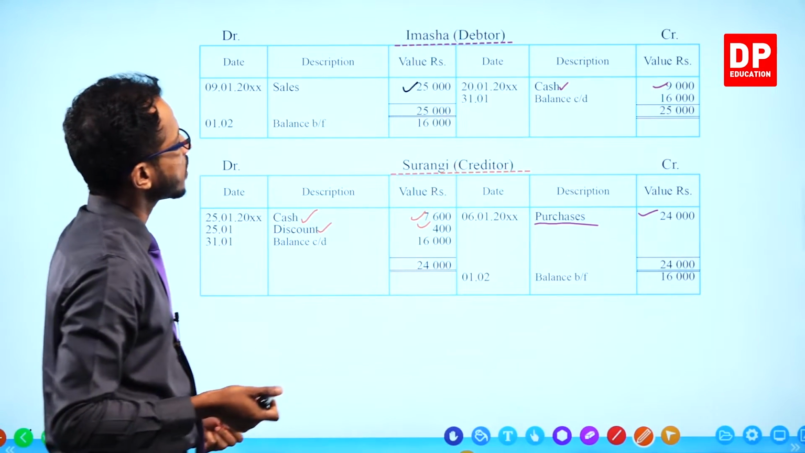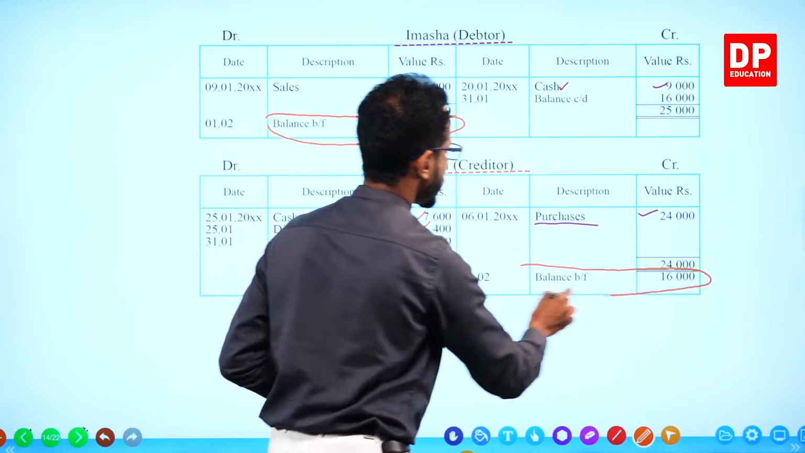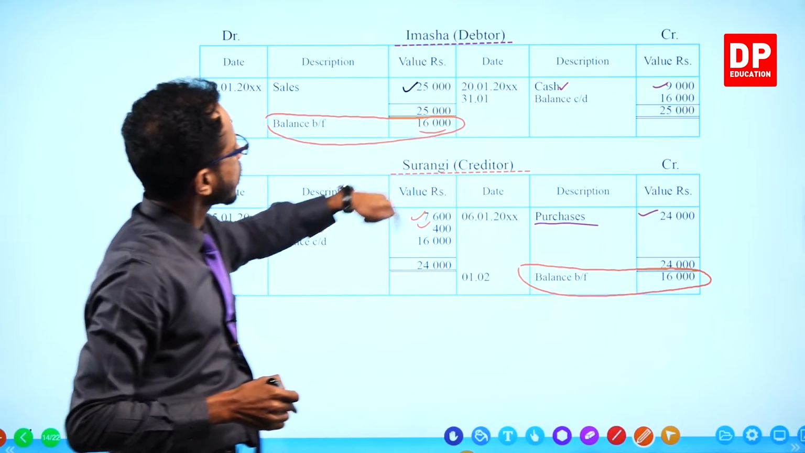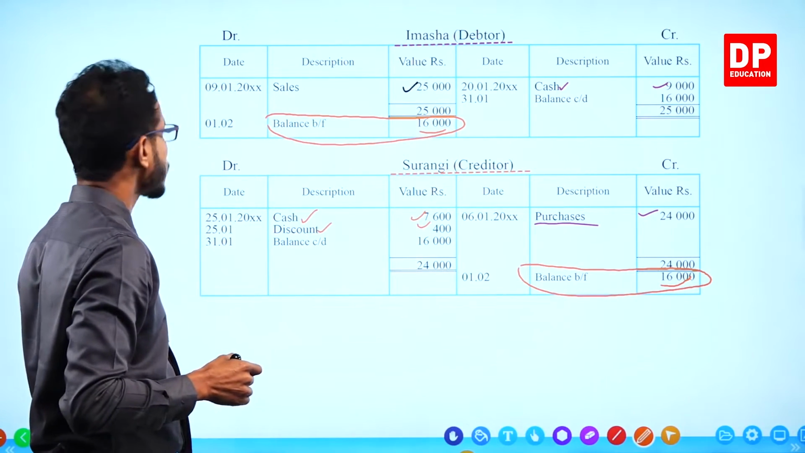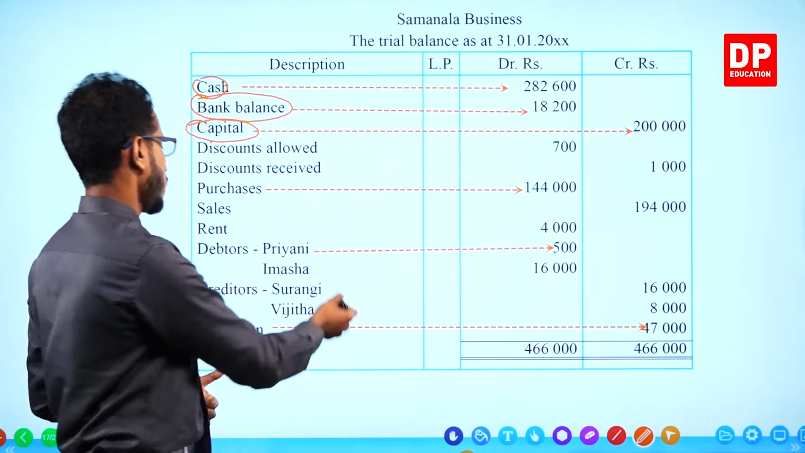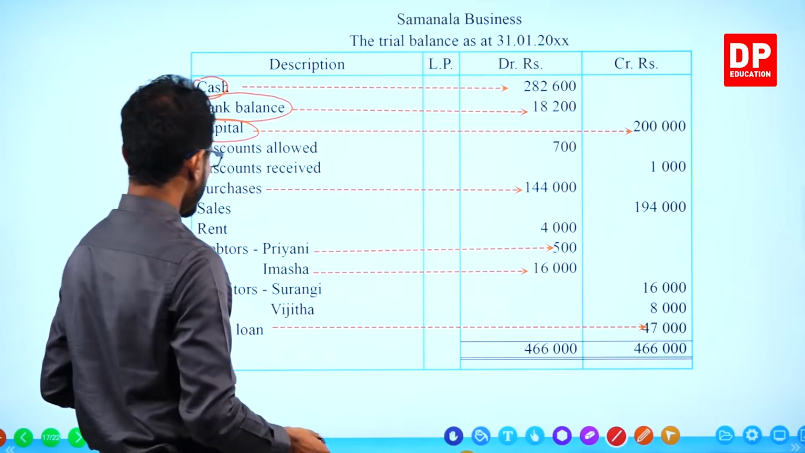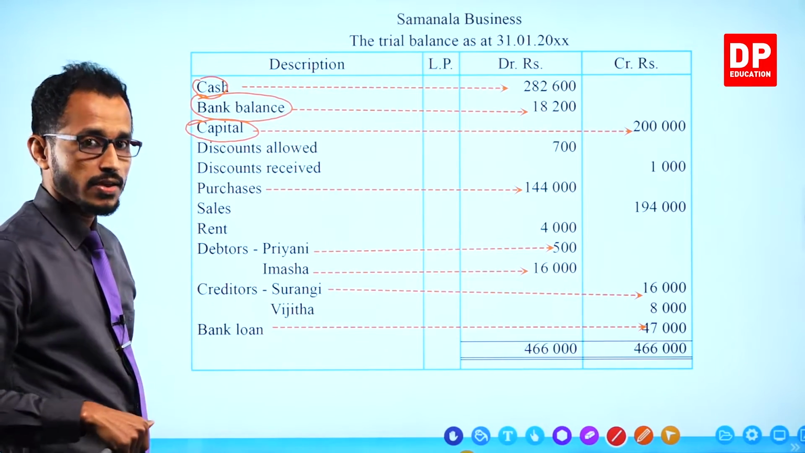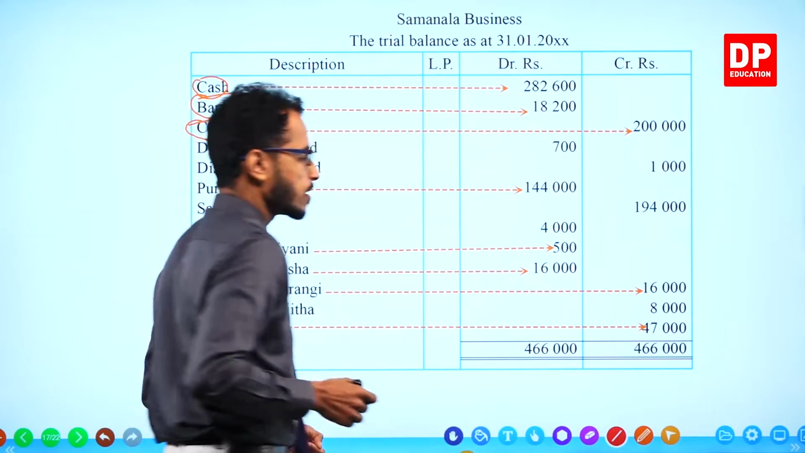Next, Imasha debtor, debit side 16,000. Surangi creditor, credit side 16,000. Trial balance. Where is Imasha? Imasha is here, debit side 16,000. Surangi, credit side 16,000. Both are recorded correctly. Yes, it's done.